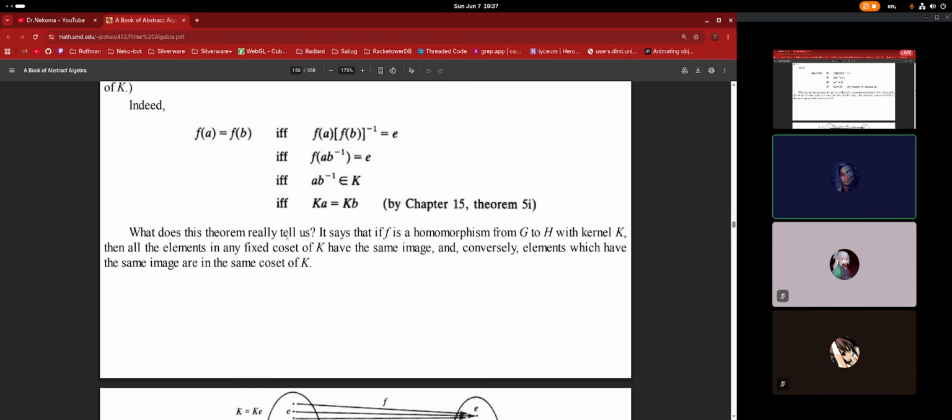So what this theorem really tells us is that if f is a homomorphism from G to H with kernel K, then all the elements in any fixed coset of K have the same image. And conversely, elements which have the same image are in the same coset of K.